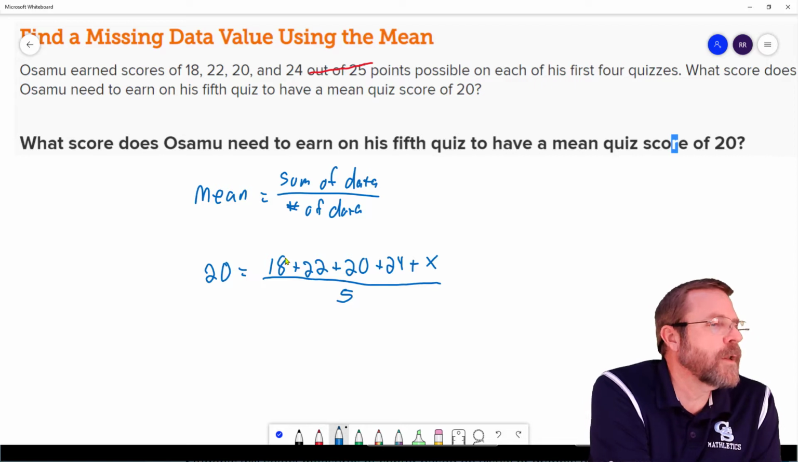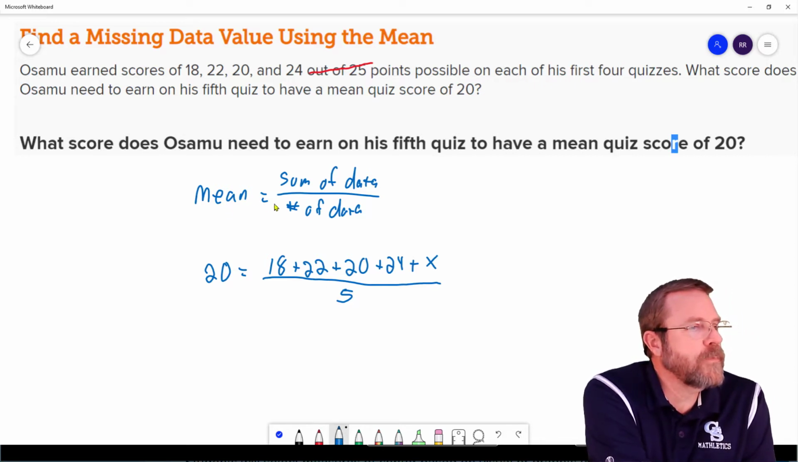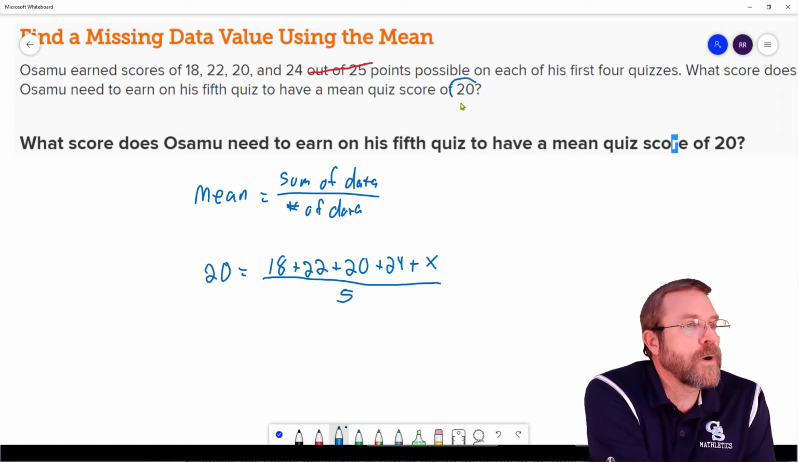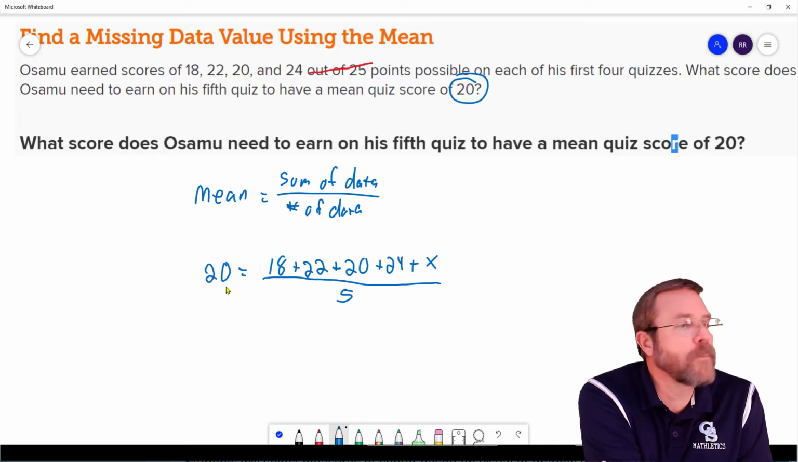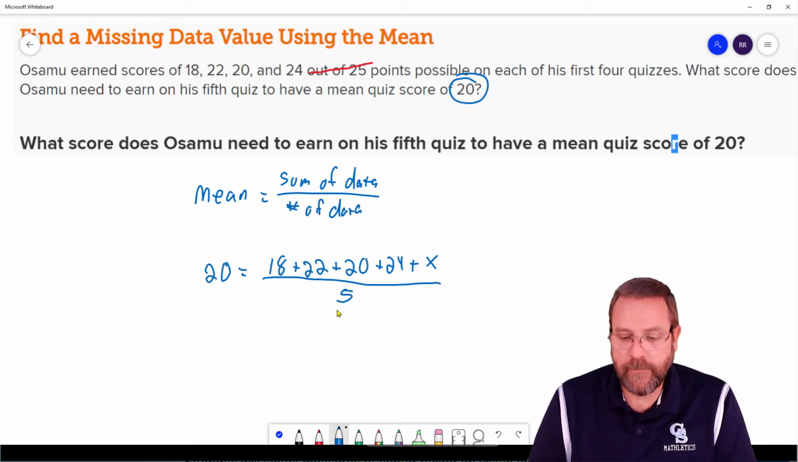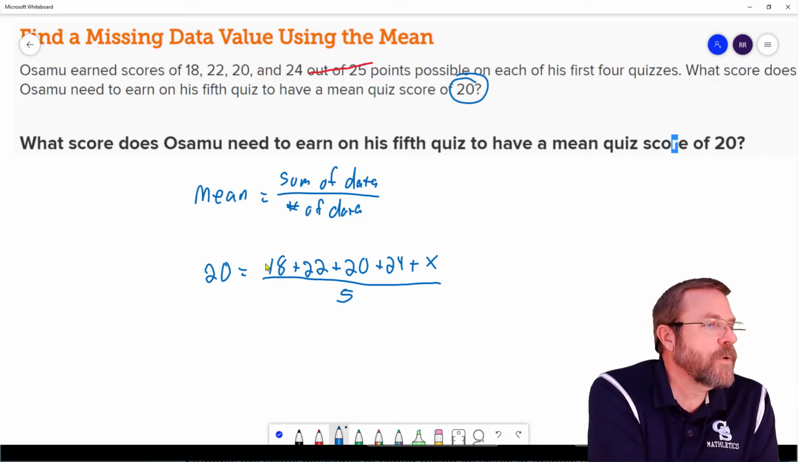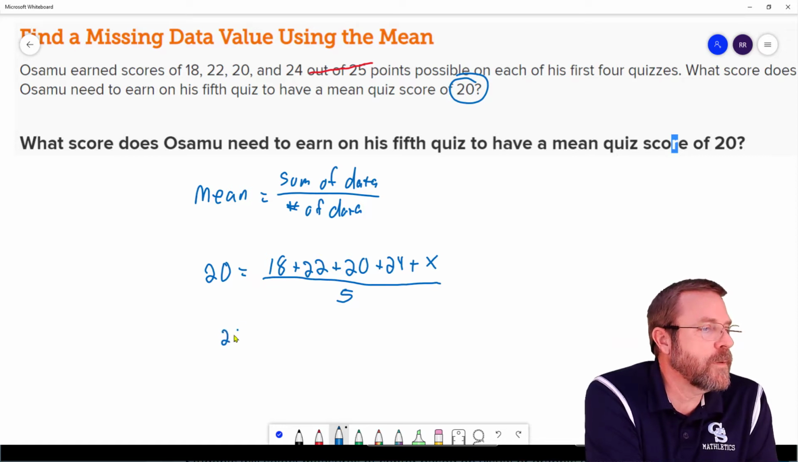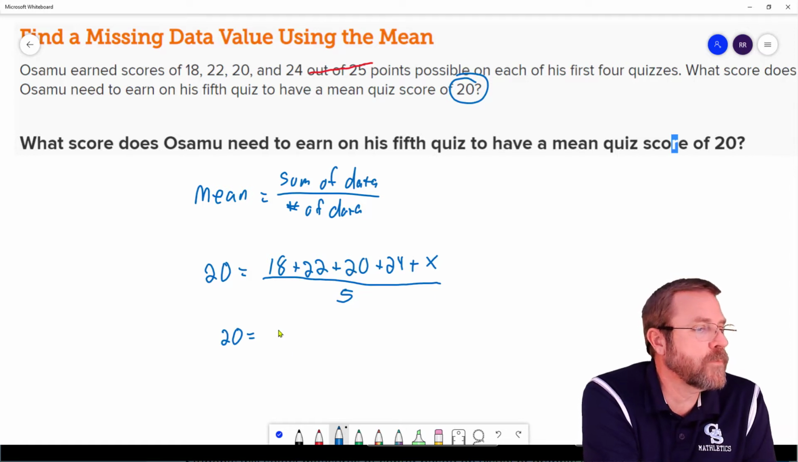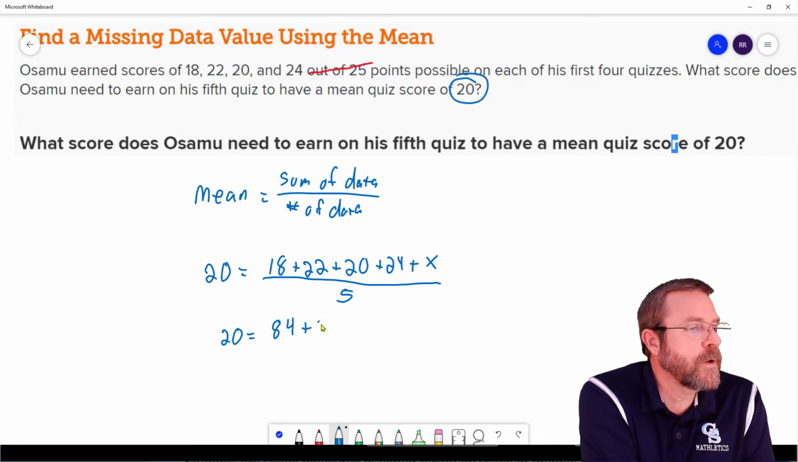You can see I've set up my formula. The mean is equal to the sum of the data divided by the number of data. So the mean was a 20, they gave us right here. Put that in right there. And then the data we had was an 18, a 22, a 20, and a 24 plus x, all divided by the number of data pieces, which is going to end up being 5. The next thing I'm going to do is add up these values on top. So it's going to give me 20 is equal to 18 plus 22 is 40, plus 20 is 60, plus 24 is going to be an 84 plus x, divided by 5.